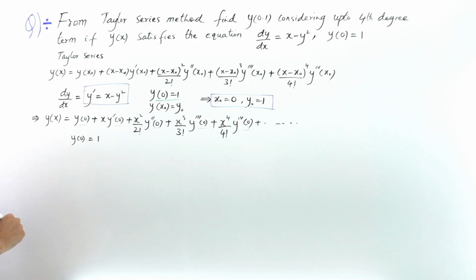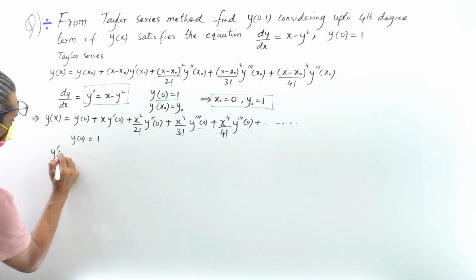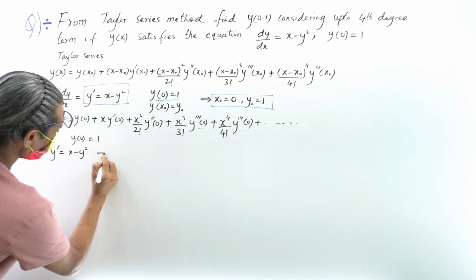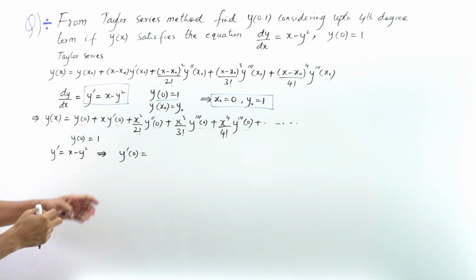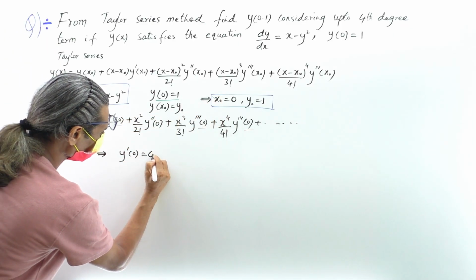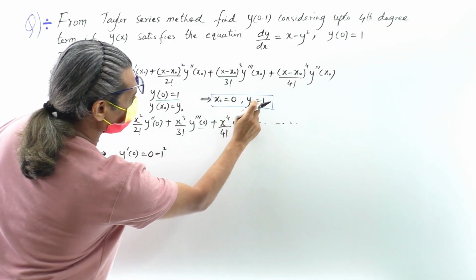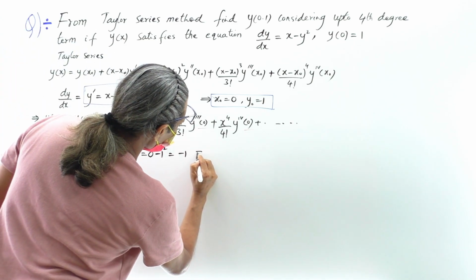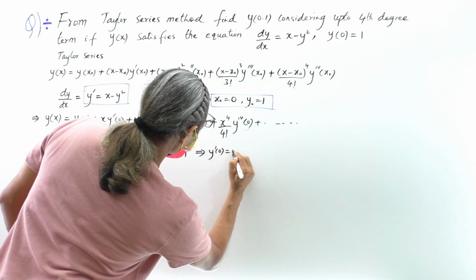Done. Okay. Next is y dash. What is y dash? y dash is equal to x minus y square. That implies y dash of 0 will be, what is initial x? 0 only. The same value, x naught and x both are same, 0, minus 1 square. That is y naught and y same, that is 1, so it is equal to minus 1. That implies we have y dash of 0 equals minus 1.